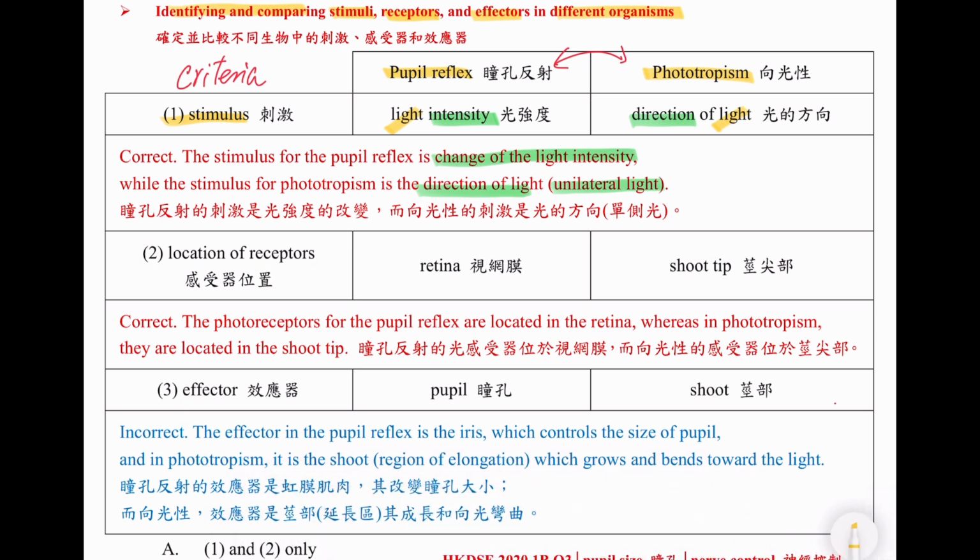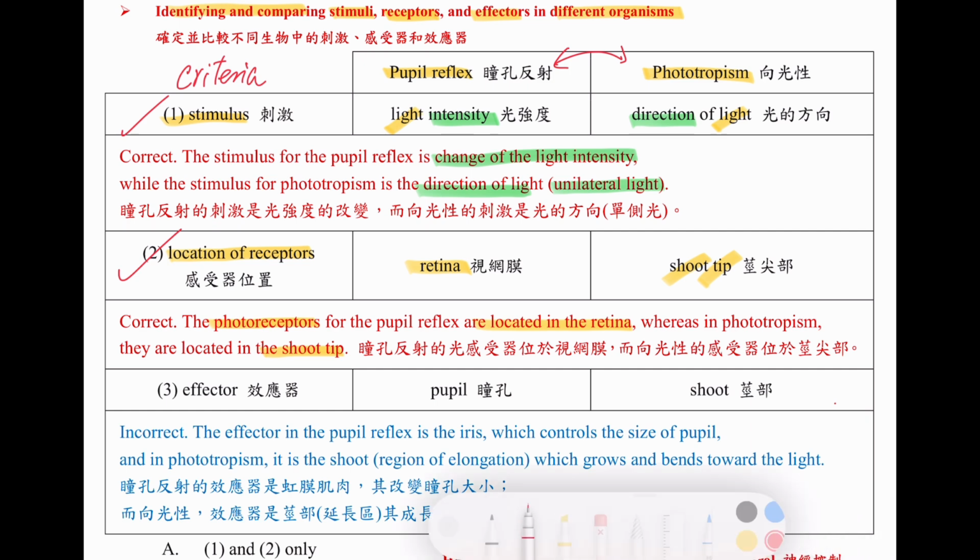And then for the second comparison, the location of the receptor. Actually, for the pupil reflex, we need a photoreceptor, and the photoreceptors are located on the retina. And then for the phototropism, in this case, it's talking about the shoot. So which part of the shoot? The tip of the shoot, and the tip is responsible for the perception of the unilateral light, or so-called the light. Number 1 and number 2 are also correct.